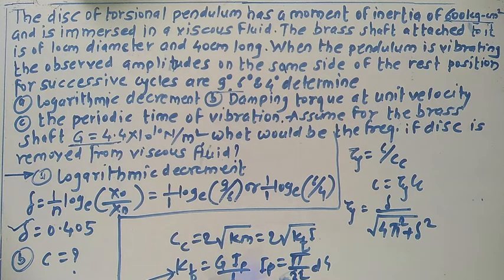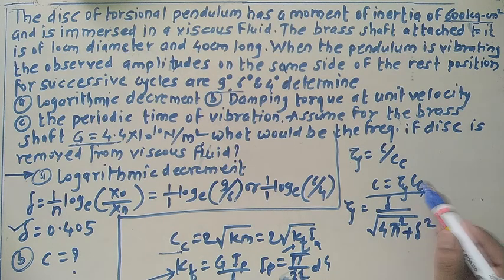So here if we substitute the value for KT, substitute the value for I, what do you get? You can easily get the value for CC. Once you get the value for CC, see this relation already available with us. From this relation, what do we get? You can easily get the value for C.